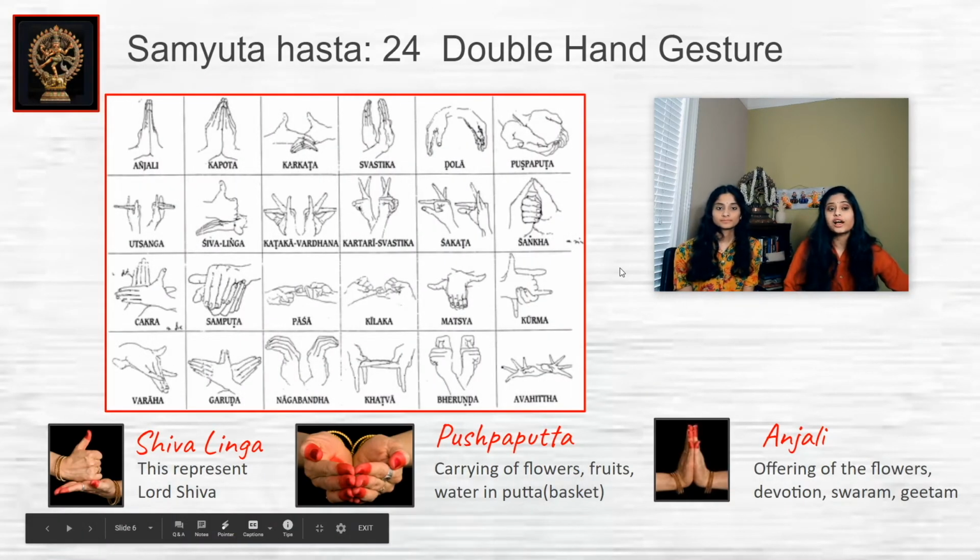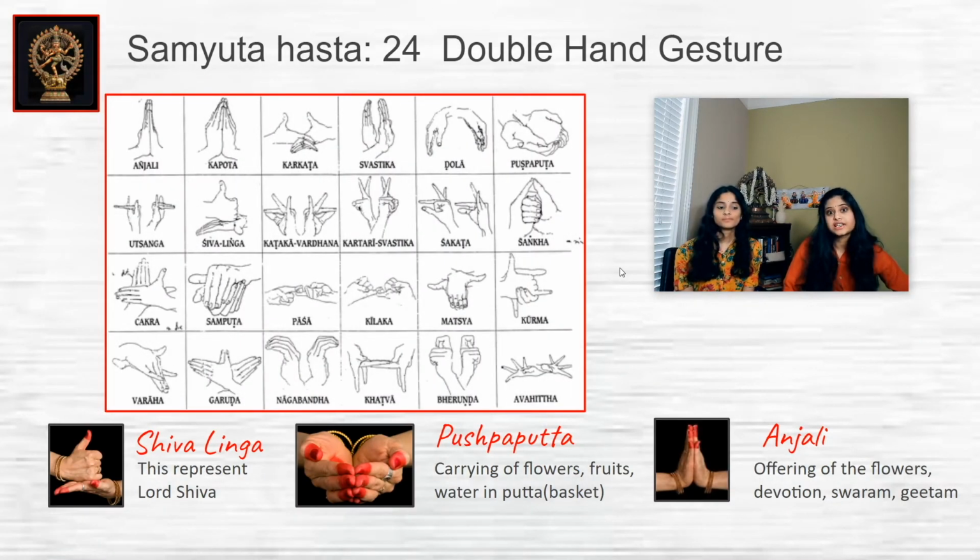So the Samyukta hastas are the double-handed gestures. And one thing to note is that Asamyukta hastas can be used to create Samyukta hastas. And we talked about the Shiva Linga, we talked about the Pushpaputa, and also the Anjali.